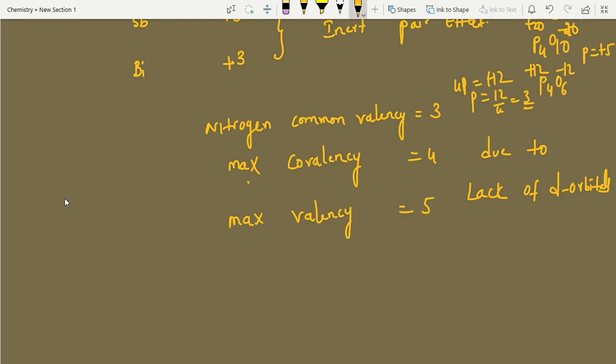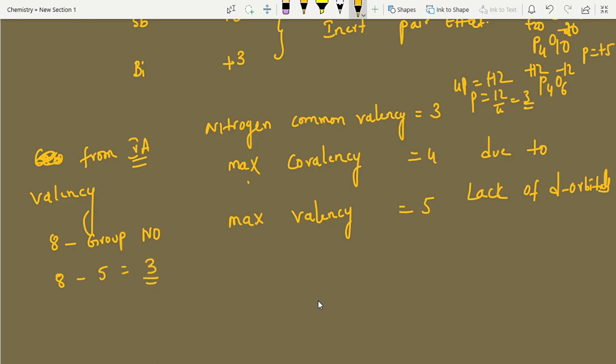Let me take one example. Common valency: see students, group number, okay, 8 minus group number. We can calculate valency for the 15th group elements. 8 minus group number, we have studied at school level. Why 8? Because having 8 electrons in the valence shell is stable. That's why taking 8. 8 minus group number 5, 8 minus 5, common valency is 3, for the nitrogen family.